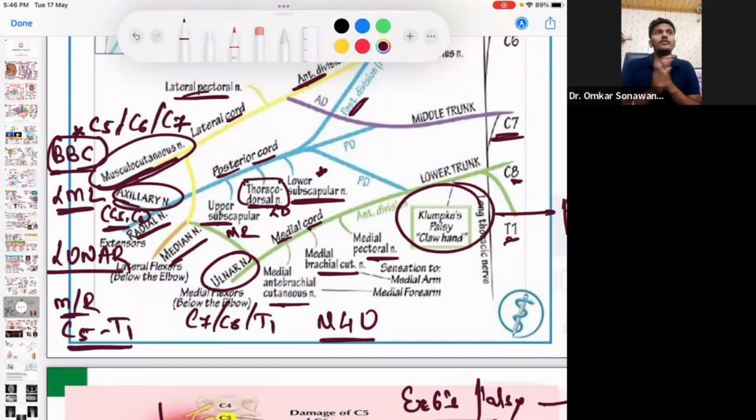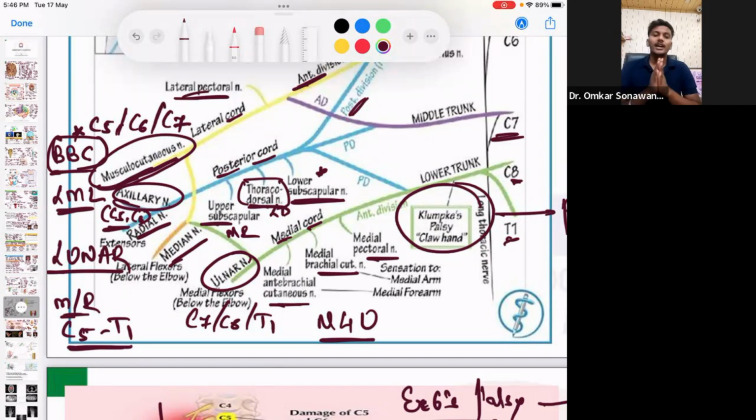Musician's nerve is another name for ulnar nerve. Musician's nerve is the ulnar nerve because it will innervate which muscles? Intrinsic muscles of the hand. Ulnar nerve innervates the intrinsic muscles of the hand mainly, and therefore it is responsible for fine movements, and therefore it is called as the musician's nerve.